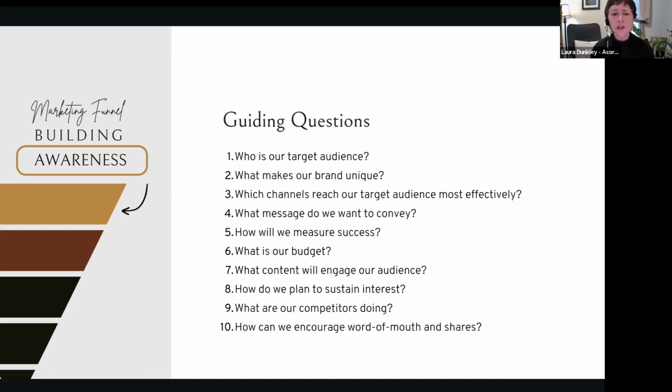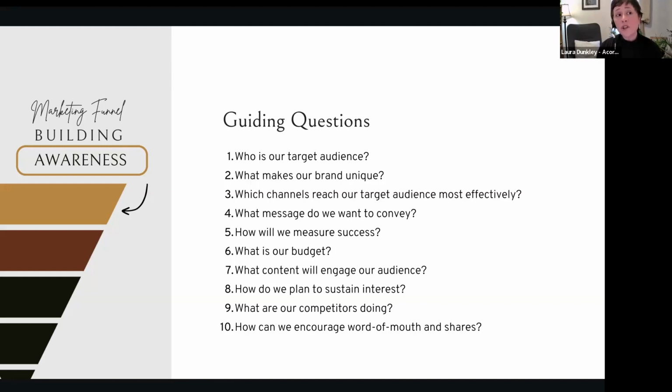And some guiding questions. We have to know our target audience. We have to know what makes us unique. We have to know which channels we're going to use. We are going to touch base on that in a future session on channel strategies. What message do we want to convey? That's part of the brand story, the brand strategy. If you haven't visited that, we have sessions on that too. So what message do we want to convey? How are you going to measure success?